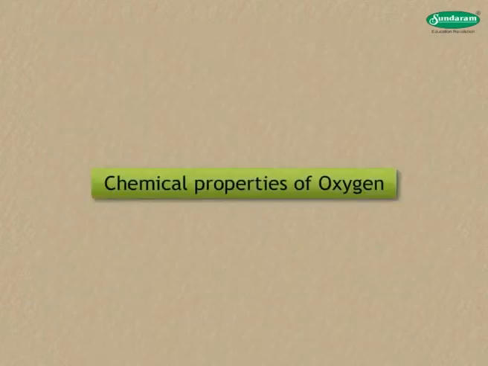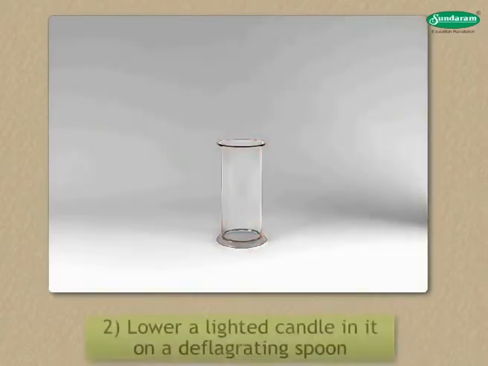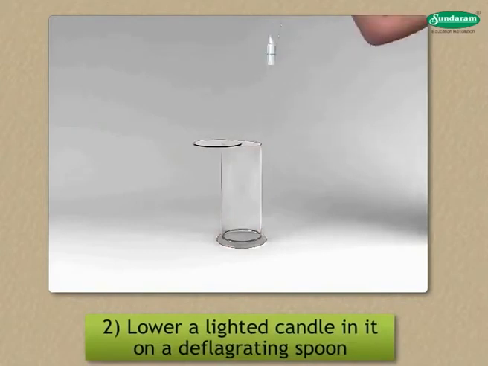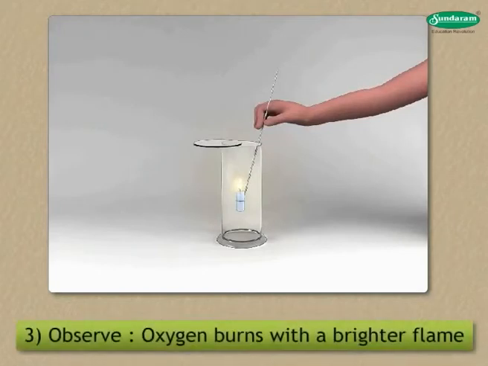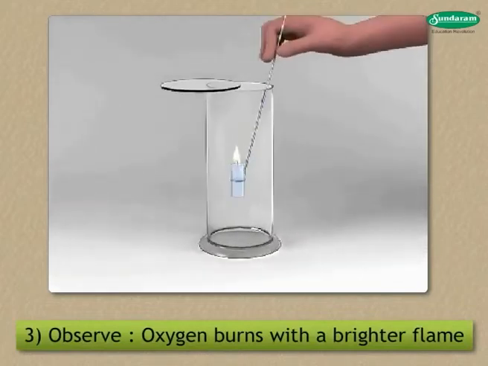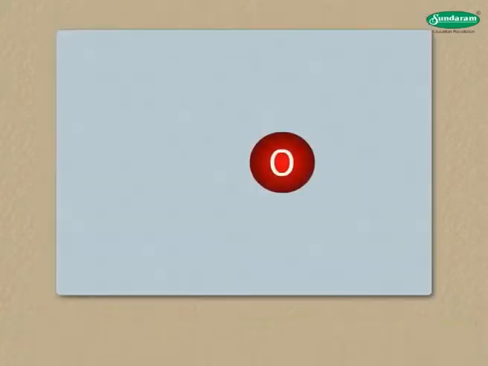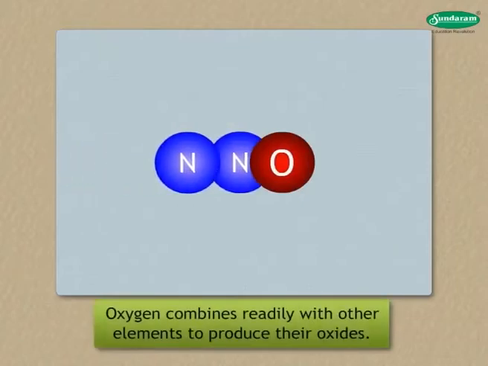Let us check out chemical properties of oxygen. 1. Take a gas jar full of oxygen. 2. Lower a lighted candle in it on a deflagrating spoon as shown in the figure. 3. Observe. We can observe that oxygen burns with a brighter flame. Thus, we can conclude that oxygen combines readily with other elements to produce their oxides.